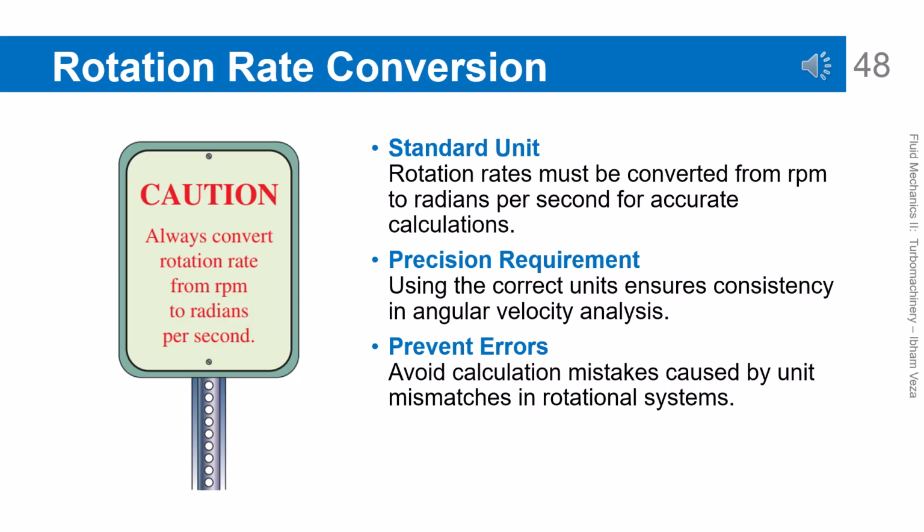The importance of rotation rate conversion. The rotational speed must be expressed in radians per second for consistent calculations. Using RPM directly can lead to errors in dynamic analysis. Unit consistency is critical in all equations involving angular velocity. Many design mistakes originate from neglecting this unit conversion. Therefore, this step must not be ignored in turbomachinery analysis.